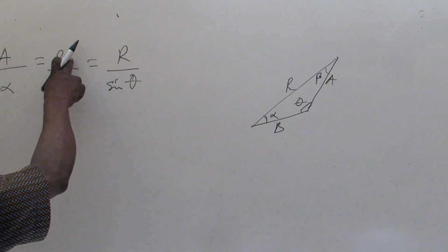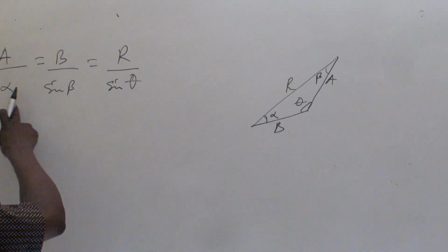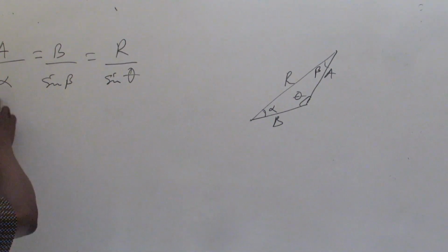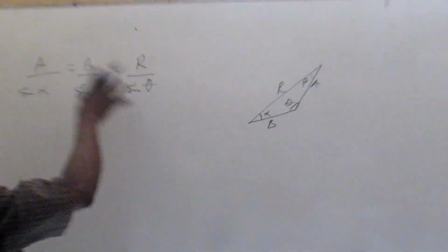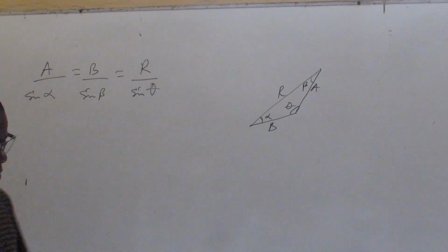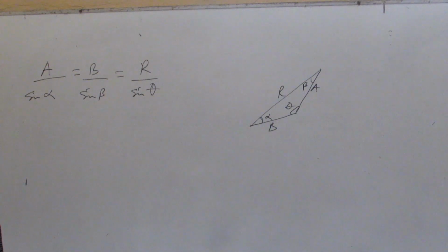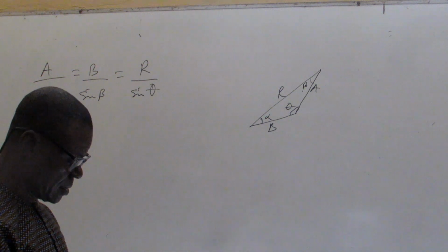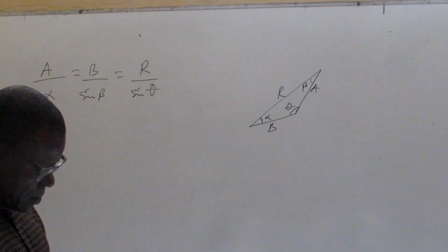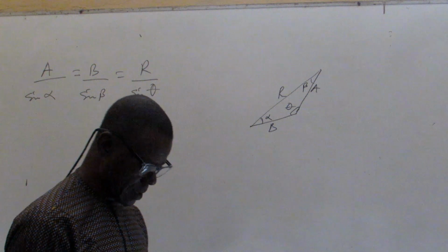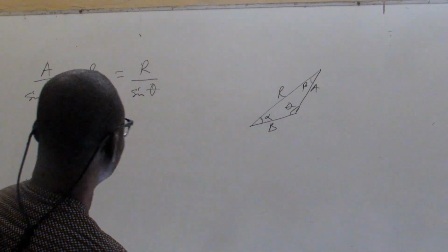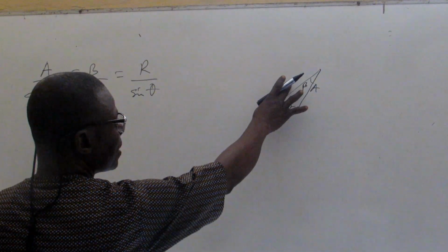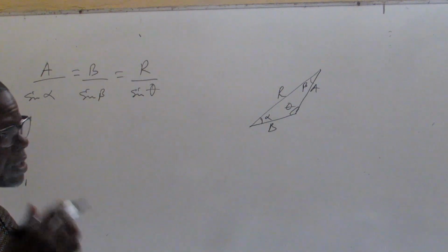If B is given, this is given, this is given, this is not given, we can also evaluate using the sine rule to get our answer. So we'll look at the resultant. The resultant, if we have from here, we either use this sine rule or the cosine rule.